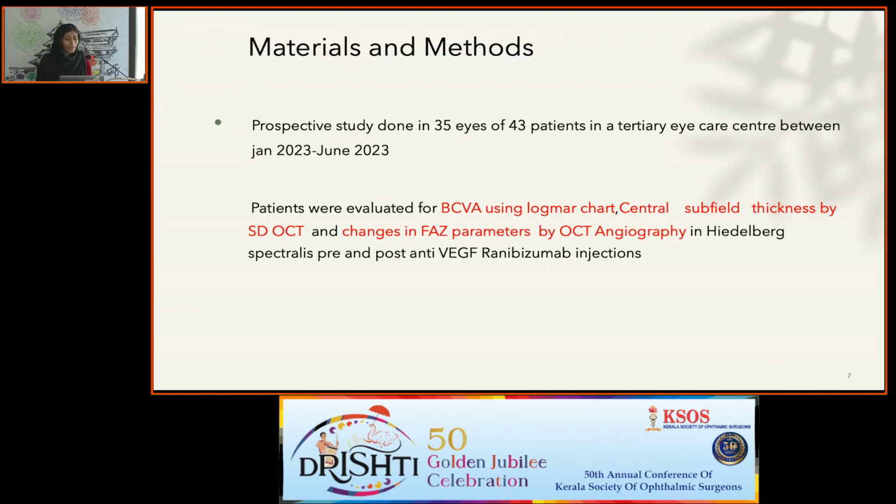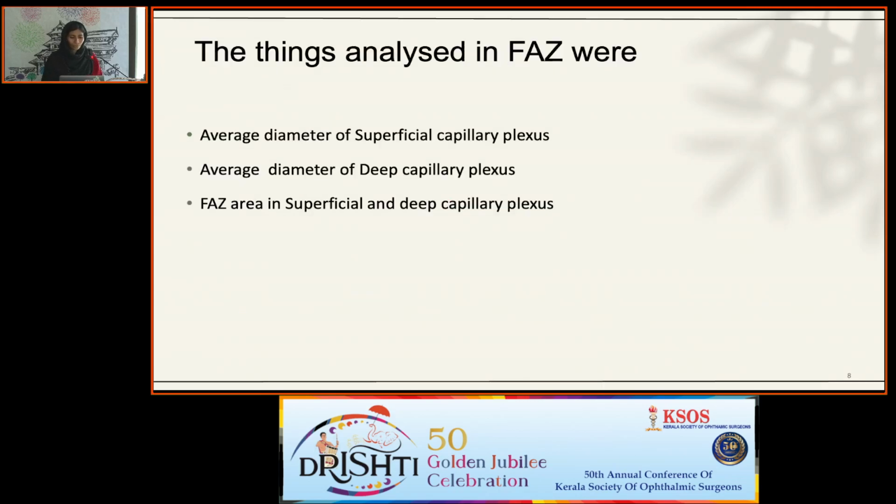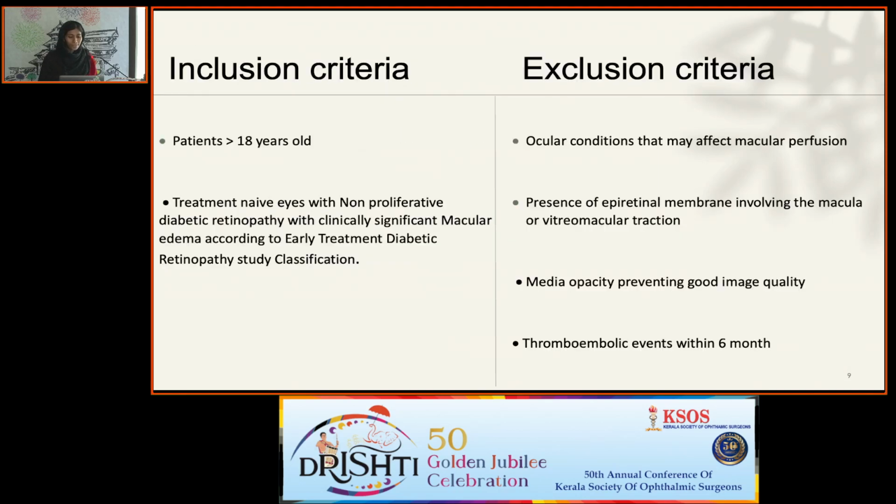It is done in 35 eyes of 43 patients in a tertiary eye care center between January and June 2023. The patients were evaluated for best-corrected visual acuity using a logMAR chart, central subfield thickness by spectral domain OCT, and changes in foveal avascular zone parameters by OCT angiography. The things analyzed in foveal avascular zone were the average diameter of superficial and deep capillary plexus and the foveal avascular zone area in superficial and deep capillary plexus.